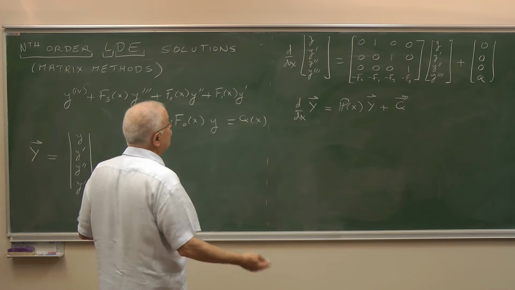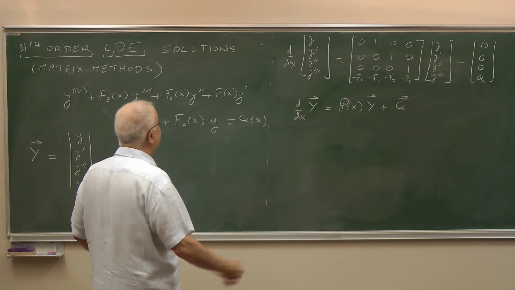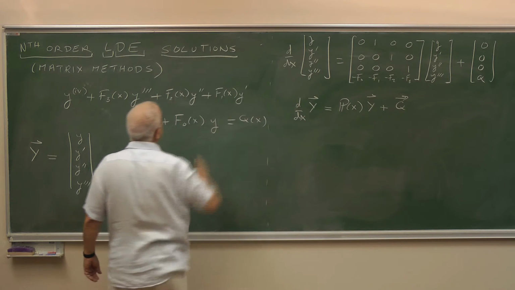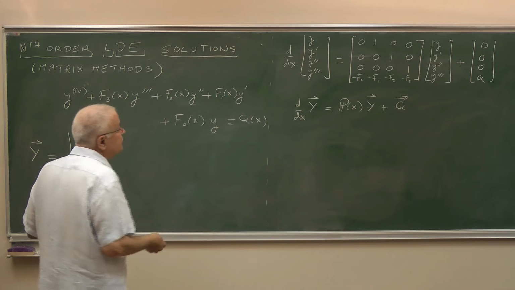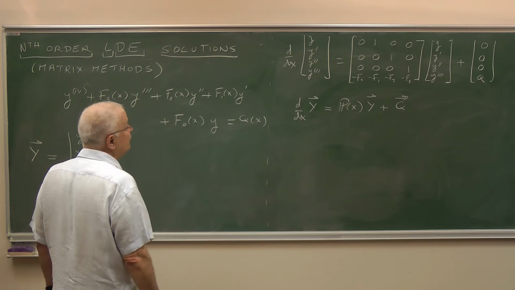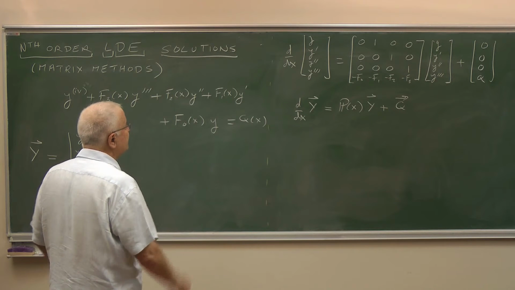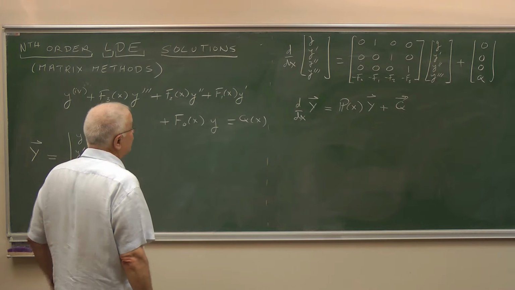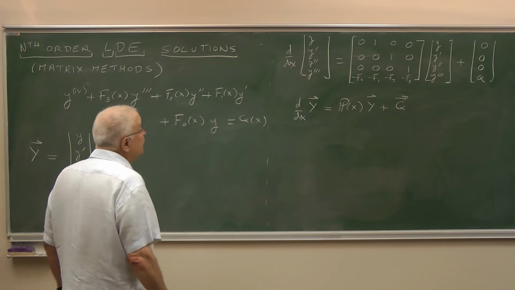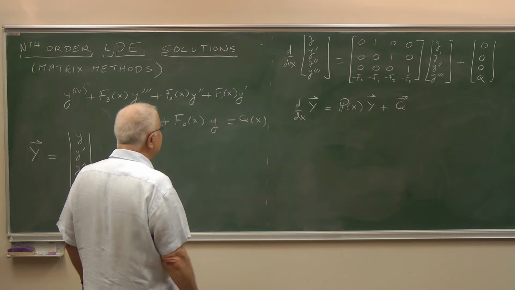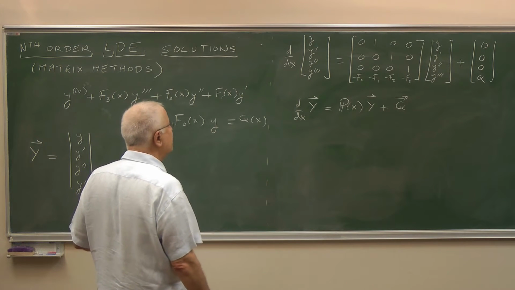So the question is, what is the y vector itself? Something about the solution: the solution is the case where no derivatives remain. All the derivatives are gone. Which means for an nth order differential equation, we should integrate n times. Therefore, we basically expect n arbitrary constants.